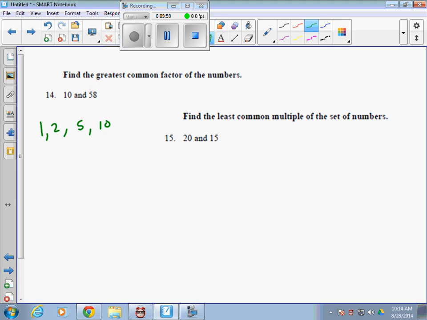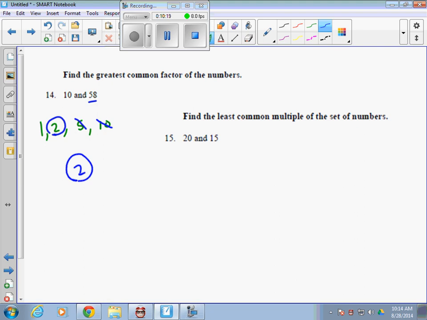Well, let's go through it. You can't multiply 10 by something and get the number 58, so that doesn't work. 58 doesn't end in 5 or 0, so you can't multiply it by 5 to get 58. So check 2. It's an even number, so 2 is the greatest common factor of both 10 and 58 for number 14.